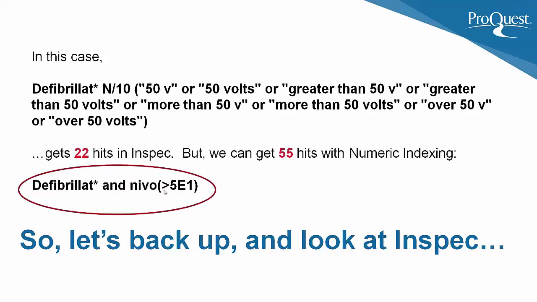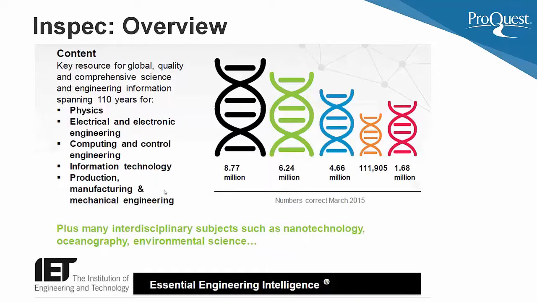But since this is a type of search that you can only do in Inspec, you may want to know something about that database and the kind of records you can find in there. So let's back up at this point and take a look at Inspec. Inspec is a database created by the Institution of Engineering and Technology, the IET, which is a learned society of engineers. They're based in the UK, but they cover works from all around the globe.